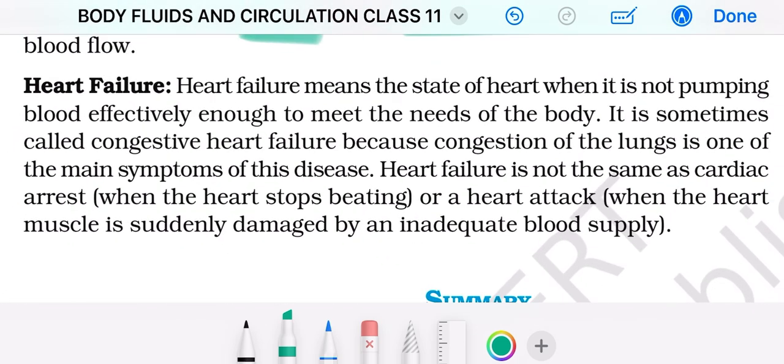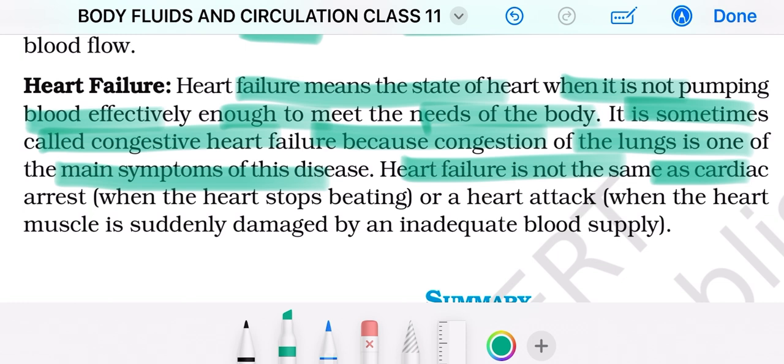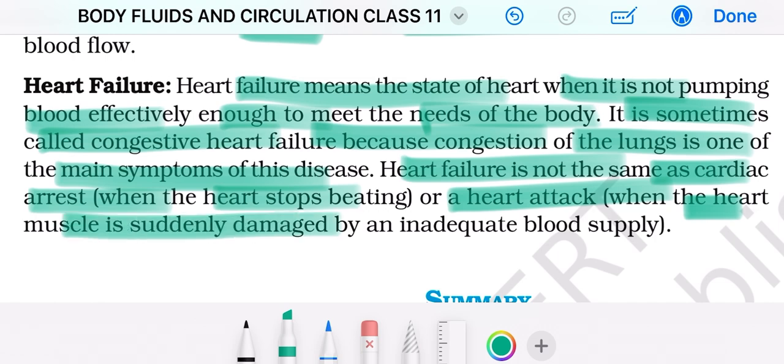Heart failure. Heart failure means a state of the heart when it is not pumping blood effectively enough to meet the needs of the body. It is sometimes called congestive heart failure because congestion of the lungs is one of the main symptoms of this disease. Heart failure is not the same as cardiac arrest, when the heart stops beating, or a heart attack, when the heart muscle is suddenly damaged by an inadequate blood supply.